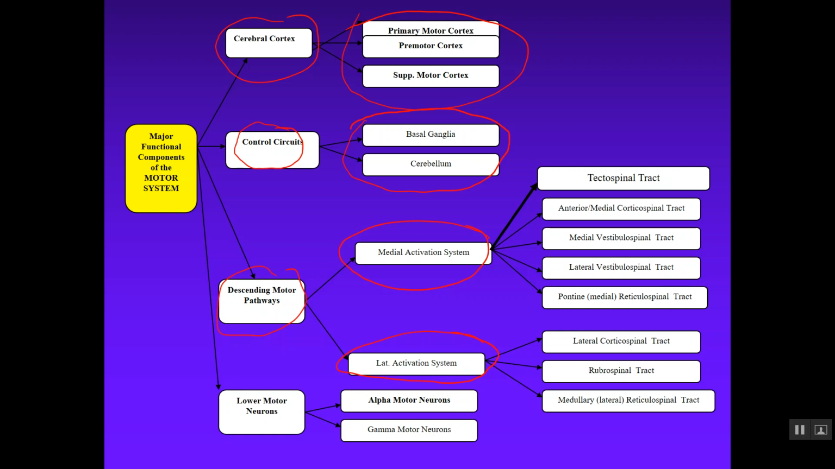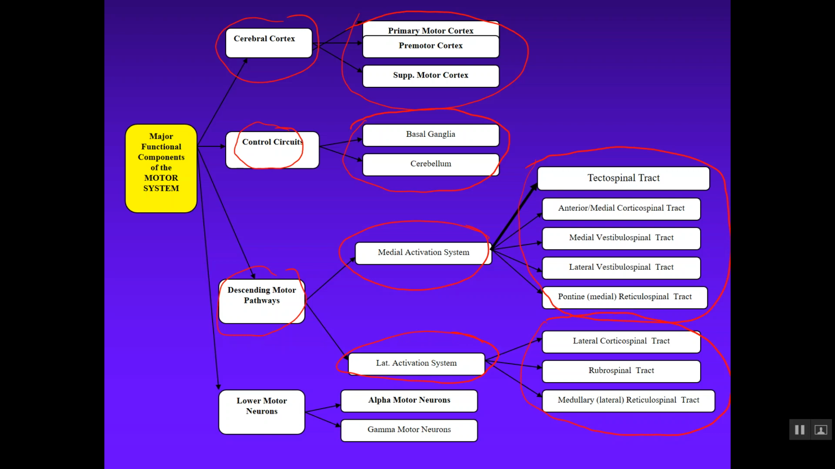Then we have a variety of tracts. We're going to talk about 5 tracts associated with the medial activation system, and 3 associated with the lateral activation system. So only 8, that's a piece of cake, right? Instead of what, do we have like 11 or something with the somatosensory system? Some of these you can group a little bit in your mind, so we'll talk about that.